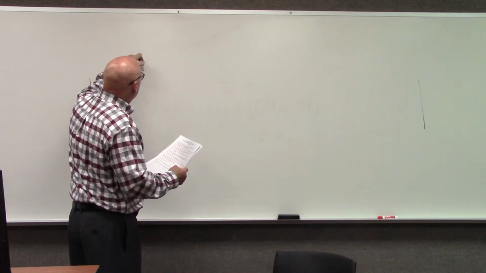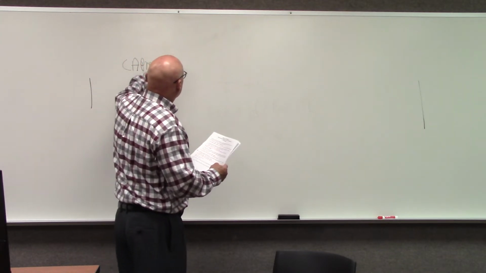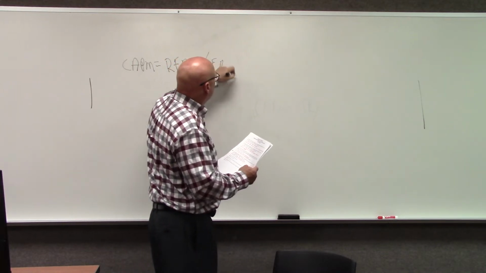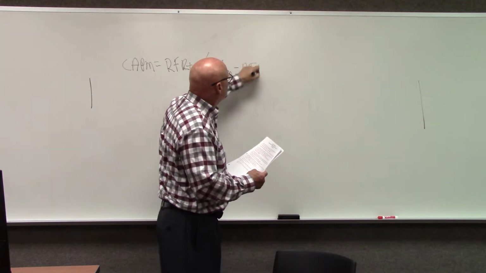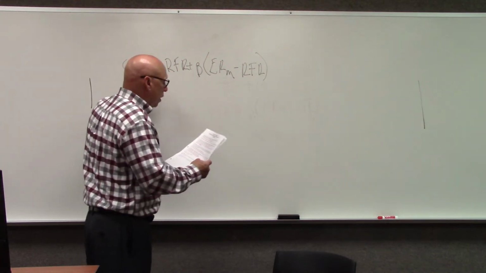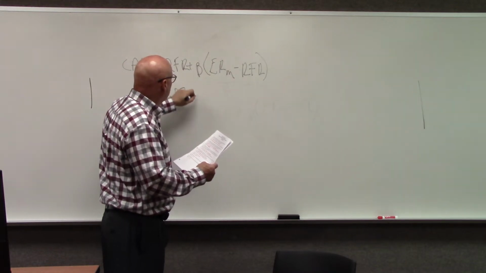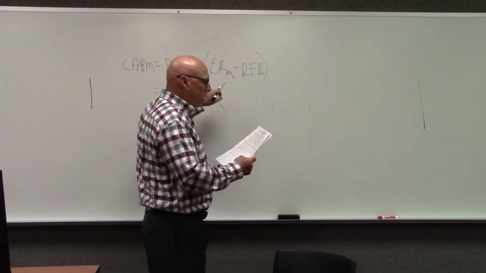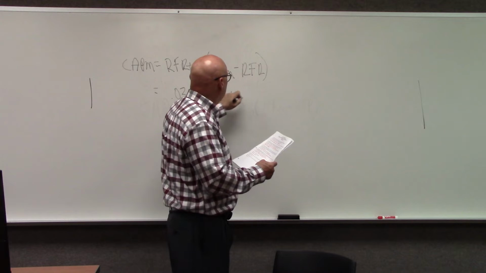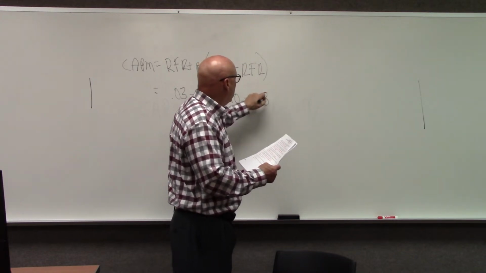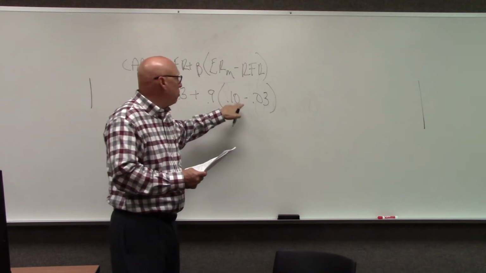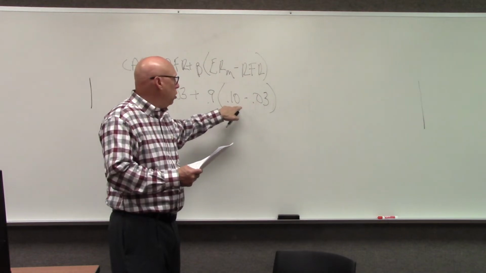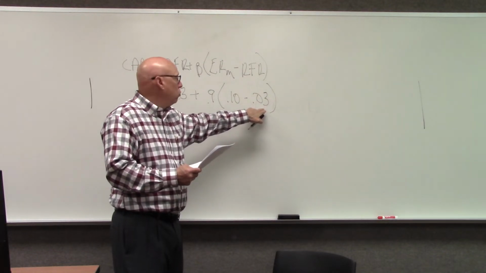CAPM: risk-free rate plus beta times expected return for the market minus the risk-free rate. The risk-free rate is 0.03, and the beta is 0.9, and the expected return for the market is 0.1 minus 0.03. This is the risk premium for the market, 0.1 minus 0.03. This is the added return over the treasury bill rate.